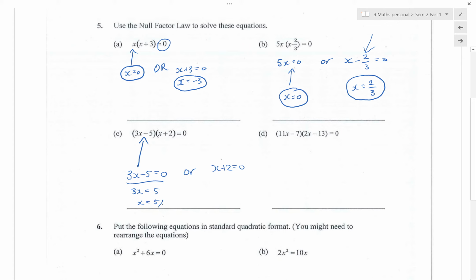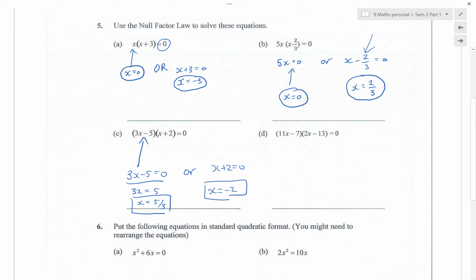Now remember, that's only one part of the problem. You're going to have 2 solutions. The other solution is nice and easy though. We could guess and check here, couldn't we? What do I have to add to 2 and get a result of 0? Negative 2. So therefore the answer is x is equal to negative 2.